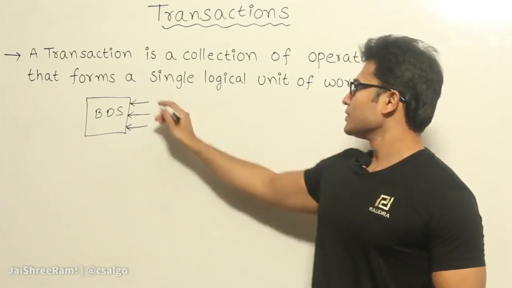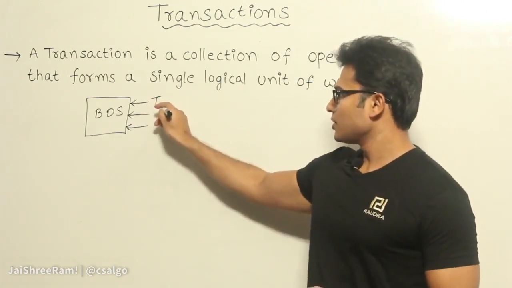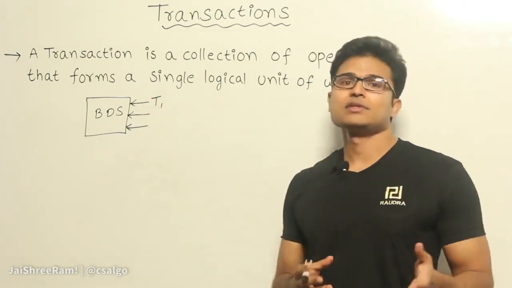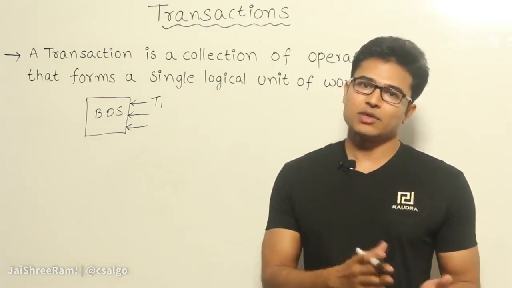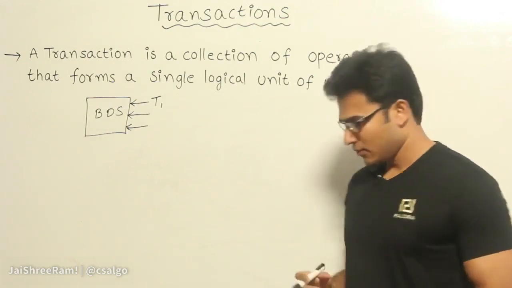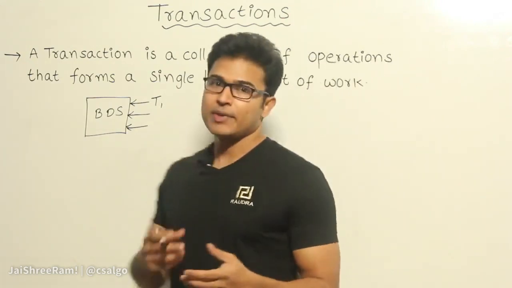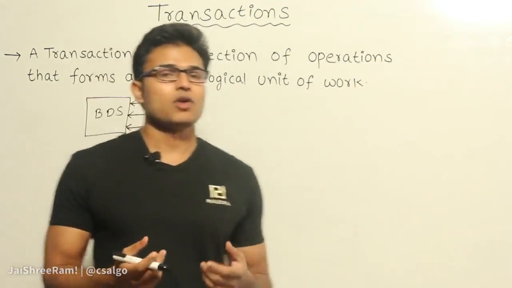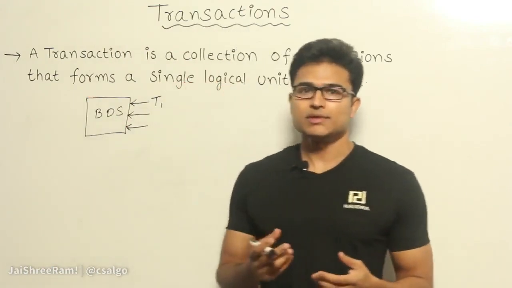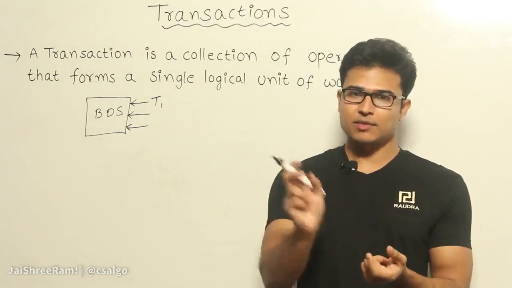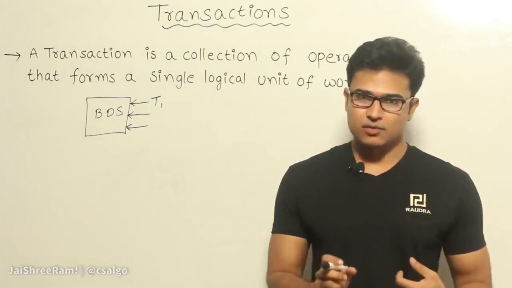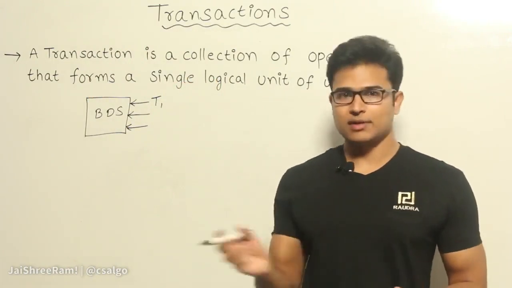Now let us say there is a transaction T1, which is requesting the bank to transfer money from account A to account B. Now we are trying to transfer some money from account A to account B. Then what we are typically supposed to do is subtract that amount from account A and add it to account B and write it there.